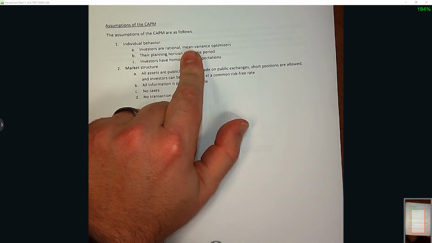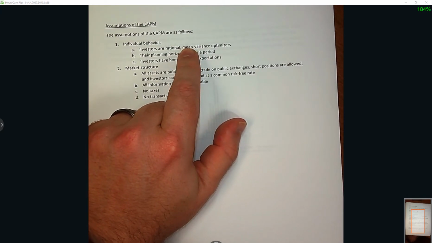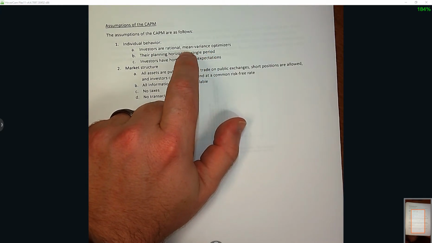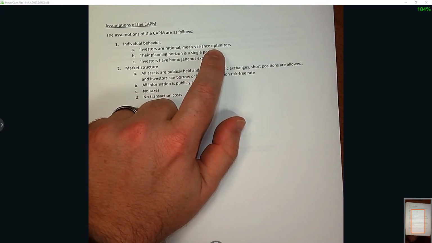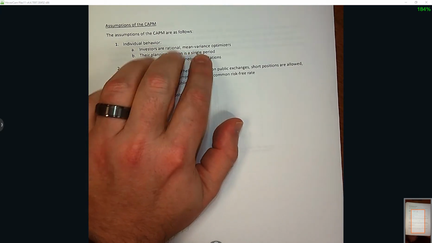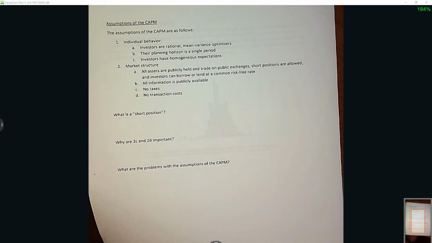In other words, the mean refers to the mean or average return. The variance refers to the risk of the investment, and so we want to find investments that give us the best risk-return relationship, or risk-return trade-off. So yeah, that's a fairly good assumption.